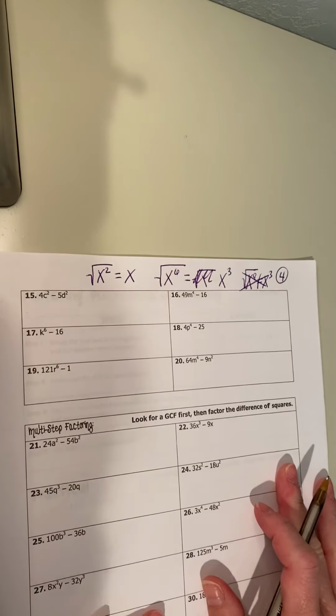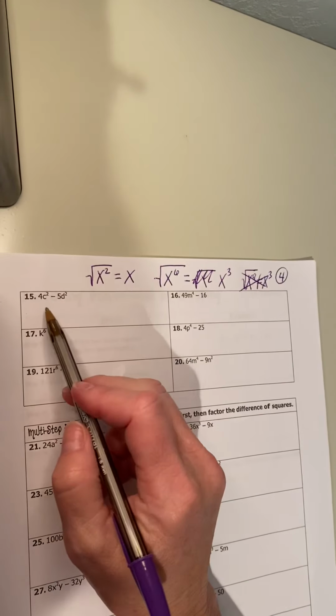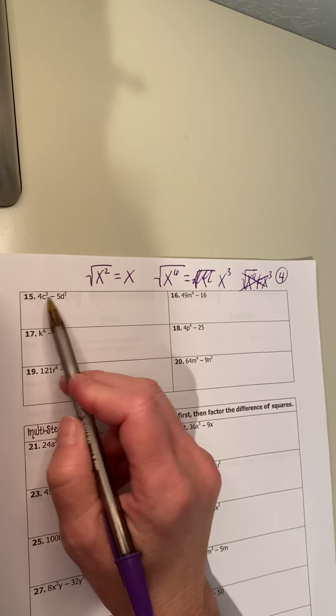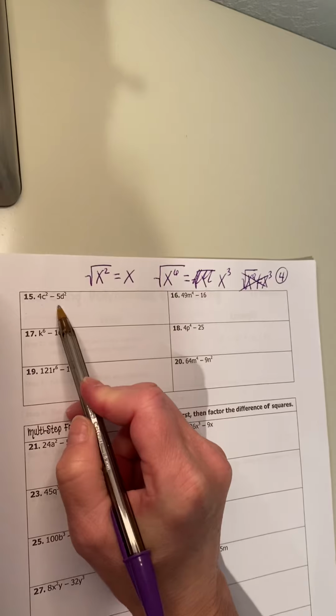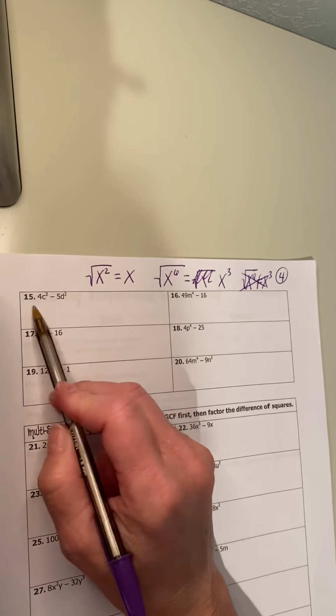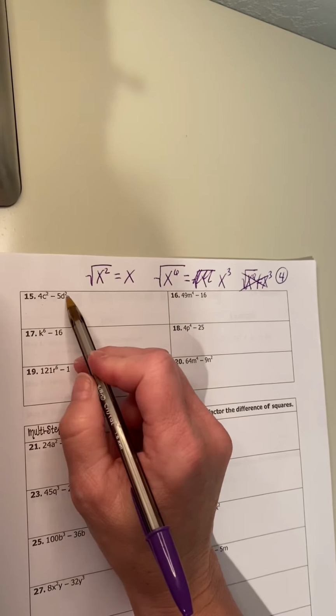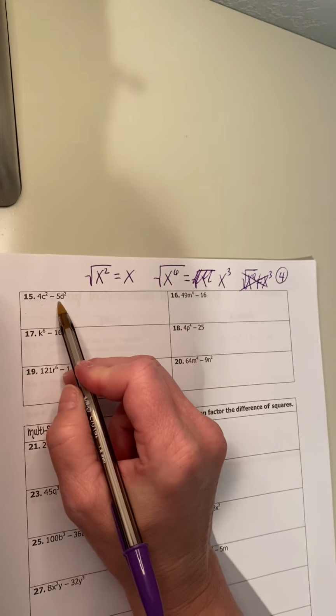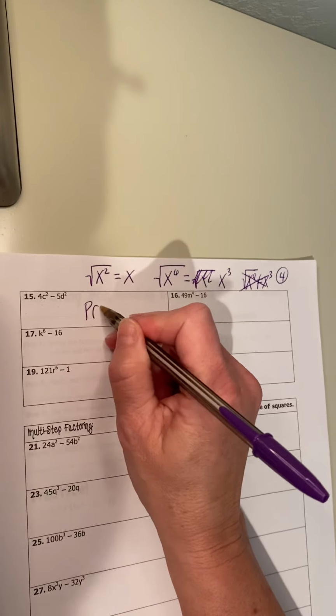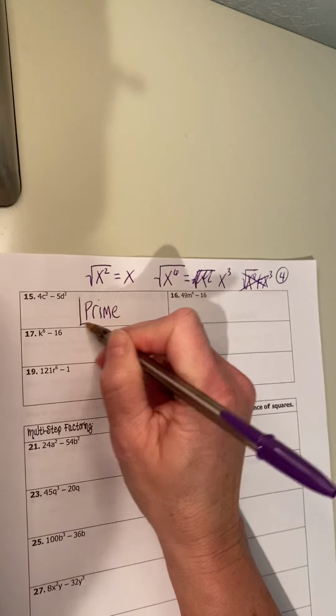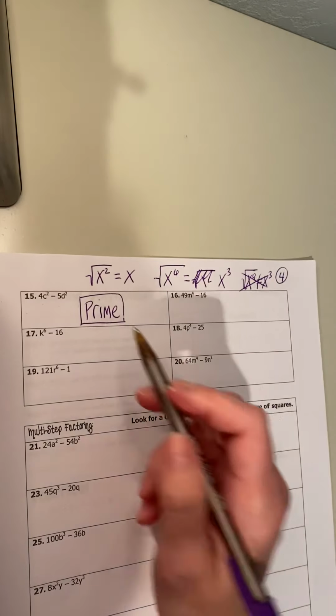So very quickly with number 15, I have a perfect square here, but I do not have a perfect square here. So I cannot use this method. The 2's are perfect squares, but that 5 is not a perfect square. So again, if you cannot factor it, we say that it is prime.